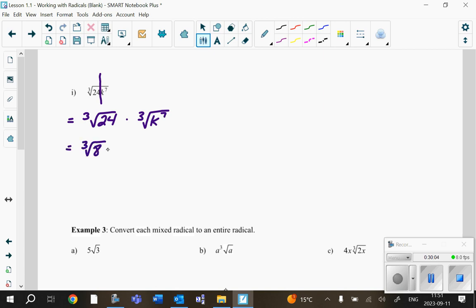Cube root of 8 times the cube root of 3 for the cube root of 24. You can't take this one exactly because it's an odd number. So I have to think, what's the highest perfect exponent cube? Look at your front. What do you see? What will be the highest? 6. So k to the 6th, which means there's still 1k left.